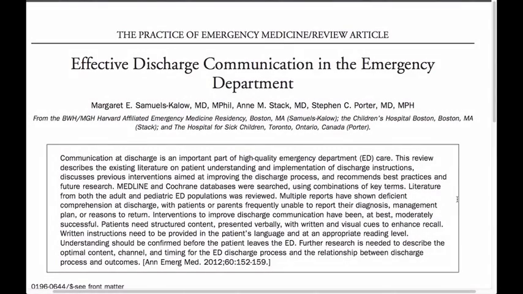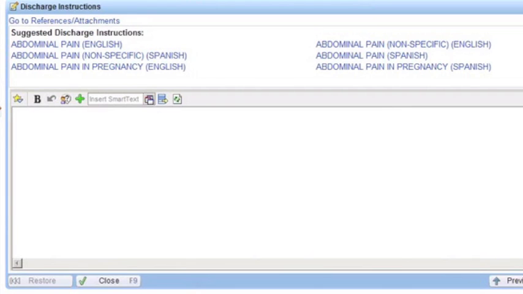Okay, so now we're going to talk about discharge instructions. And this is going to be based on an article from the Annals of Emergency Medicine, August 2012. And here's the article. And I know what you're thinking. Come on, man. Discharge instructions? Boring. But stick with me. Let's at least learn how to do these things right.